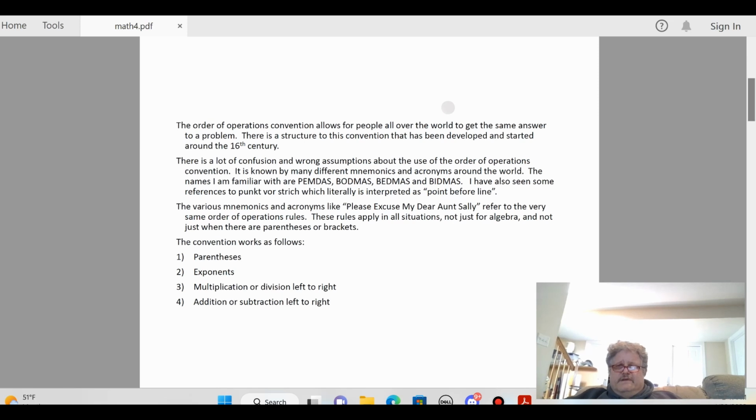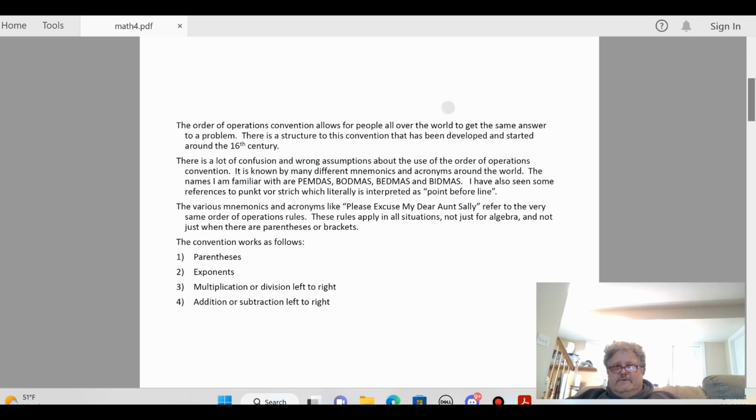But basically, all these different mnemonics, the acronyms, are describing the very same order of operations, and there are only 4 steps. A lot of people, I really don't like these mnemonics because they're confusing. They memorize the order of 6 letters, and then they get confused. They think that multiplication comes before division, or if they know BODMAS, then they think division always comes before multiplication, and that's not true.